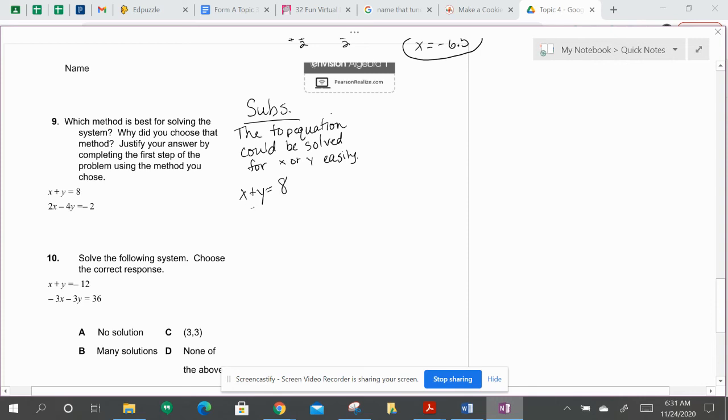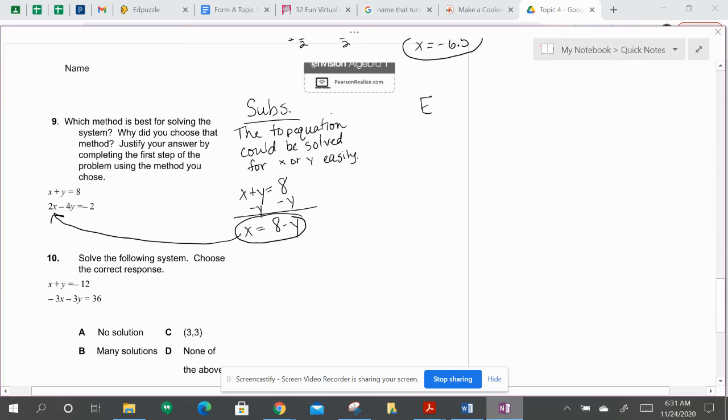So to do that, I'm going to choose to subtract y from each side and say now that x is equal to 8 minus y. Now I have a variable by itself that I can now plug in to the second equation. So that's if I chose substitution. But guys, it would be just as easy to use elimination on this problem.